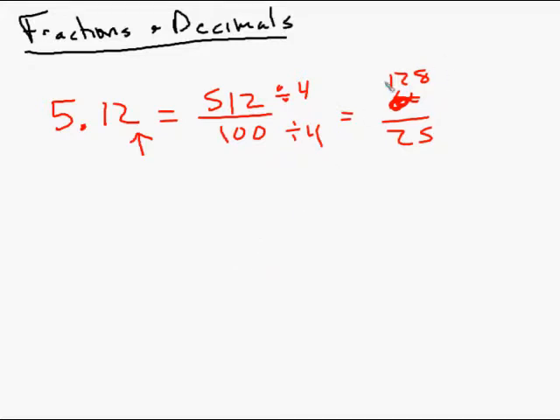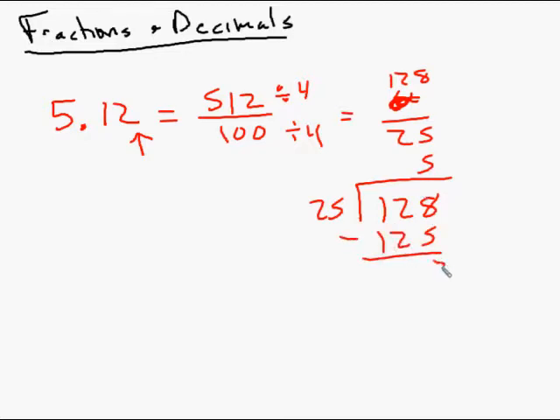Yeah, we'll go with 128, but check that again on our calculator. And you might want to make that mixed, you might not. If you wanted to make that mixed, you'd do 128 divided by 25. 5 times 25 is 125, subtract, you get 3. So we have a remainder of 3, but we won't write it like that. We'll do 3 over 25.